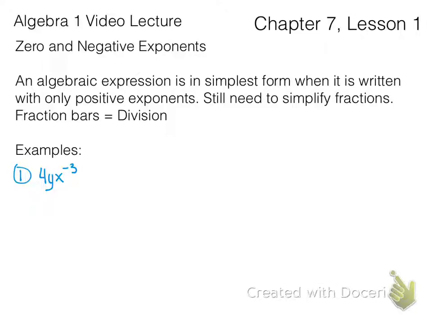All right, so an algebraic expression is in simplest form when it is written with only positive exponents. Still need to simplify fractions, though. A fraction bar is equal to division. So let's say we have 4yx to the negative third. That negative 3 exponent is only going to affect the x. Now, if 4yx was in parentheses and then to the negative third, then the negative third would affect everything. But because there's no parentheses, the negative third power only affects the x.